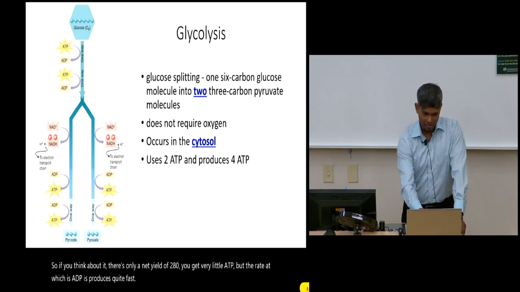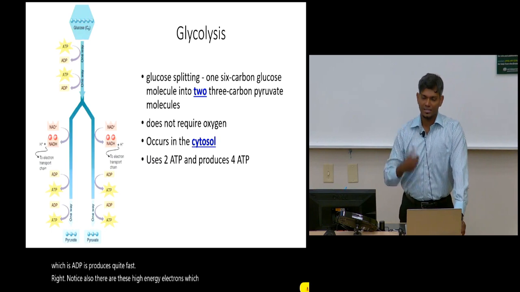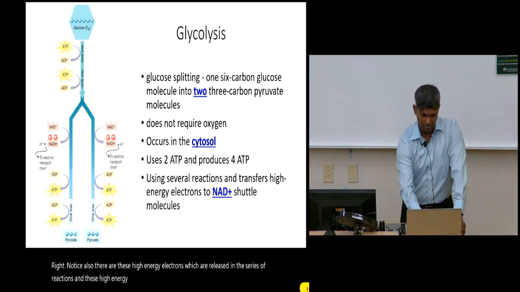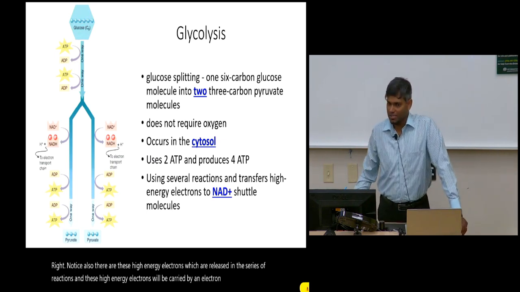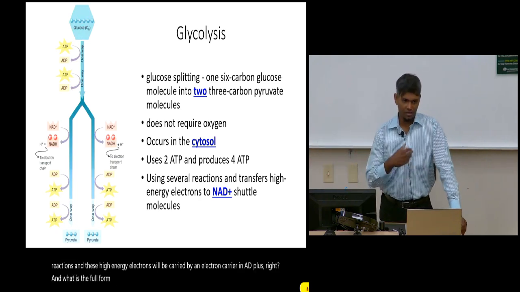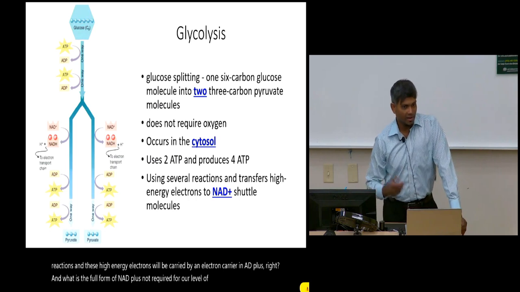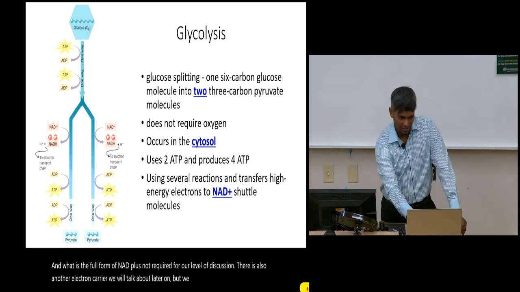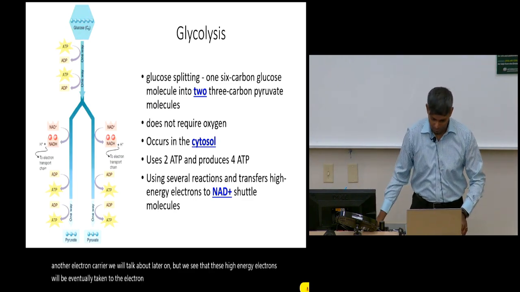Notice also there are these high energy electrons which are released in these series of reactions, and these high energy electrons will be carried by an electron carrier, NAD+. And what is the full form of NAD+? Not required for our level of discussion. There's also another electron carrier we'll talk about later on, but we see that these high energy electrons will be eventually taken to the electron transport chain.